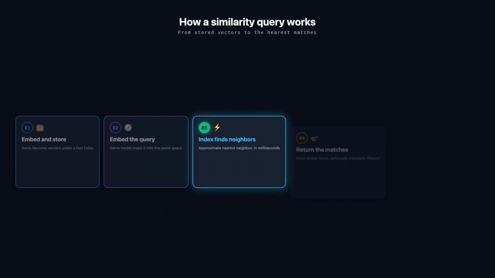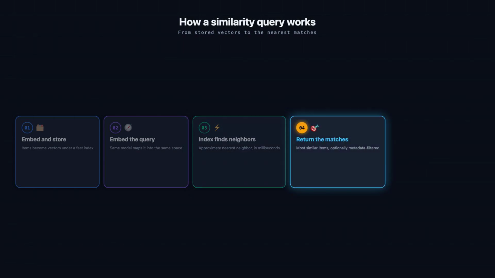Here is where the index earns its keep. Rather than compare against every single vector, which would crawl over millions of them, the index jumps almost straight to the nearest matches using approximate nearest neighbor search. That is how you get answers in milliseconds instead of minutes.